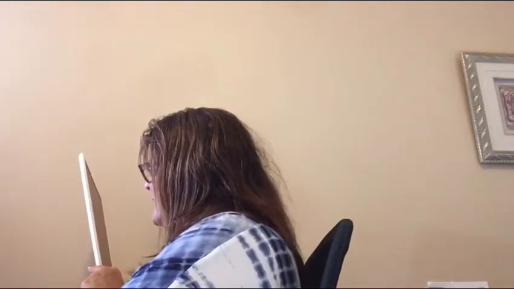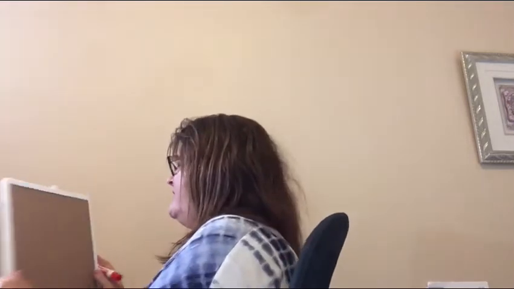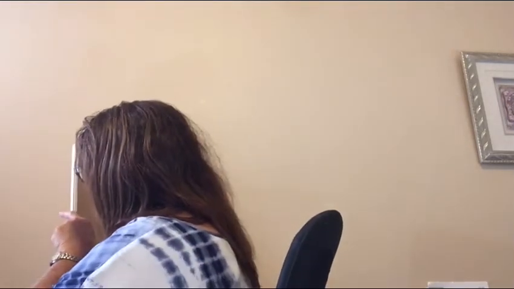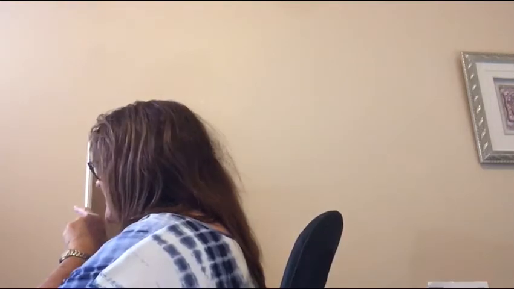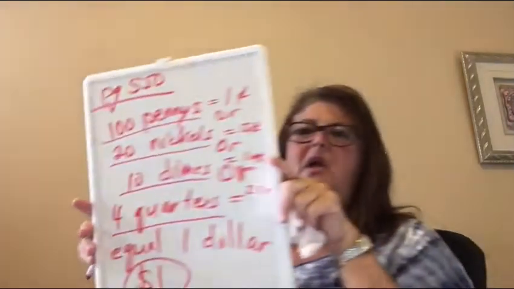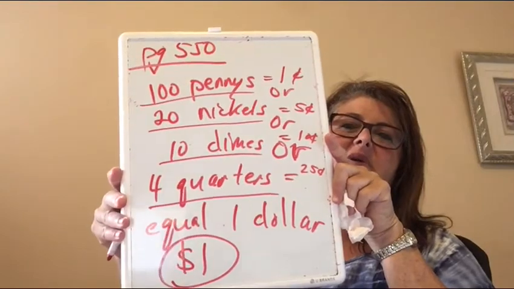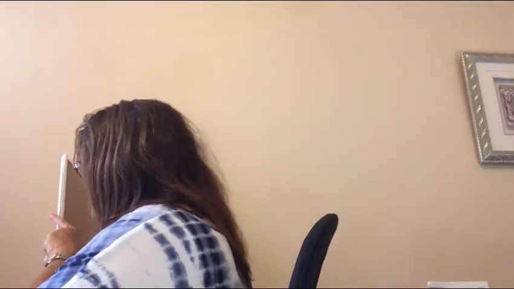1 penny equals 1 cent. A nickel equals 5 cents. A dime equals 10 cents. And a quarter equals 25 cents. There are 100 pennies in $1. There are 20 nickels in $1. There are 10 dimes in $1. There are 4 quarters in $1. This is what you need to know for money.